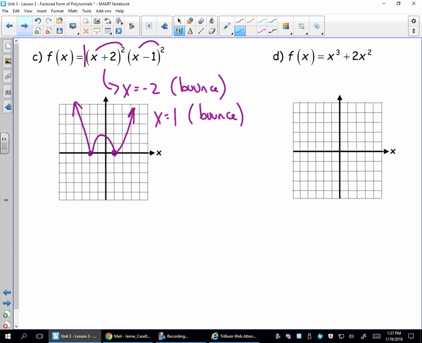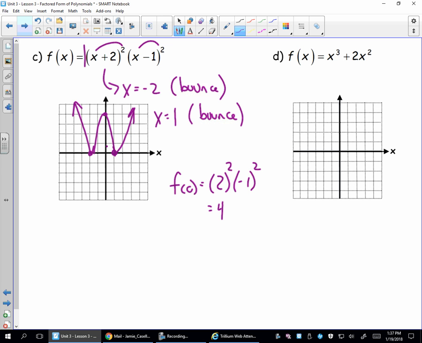If I want to be more exact, I can figure what's happening at 0. Just to make sure I'm on the right track, I'll have 2 squared times negative 1 squared, which is 4. Oh, so really, if I want to make this really good, I could say 1, 2, 3, 4. I was pretty close. I had the right idea.